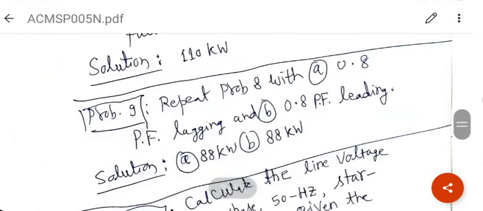Repeat problem 8 with 0.8 power factor lagging and 0.8 power factor leading. Whether power factor is lagging or leading does not matter in calculating the power consumed, because cos phi is the same whether phi is negative or positive. But you multiply 110 by 0.8 to get the answer, which is now 88 kilowatt in both cases.